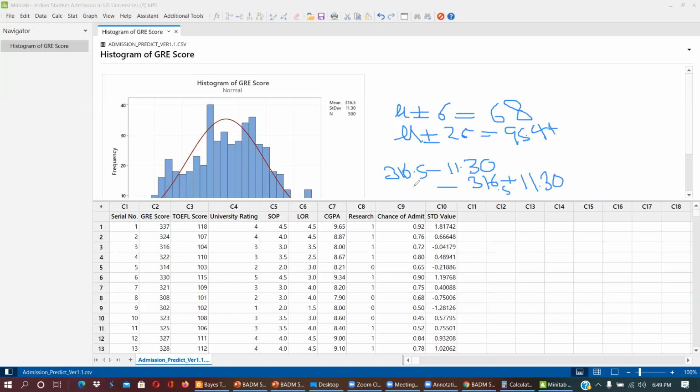So what is the range we get? 316.5 minus 11.30, so basically roughly 305. So this value is 305. This value is 316.5 plus 11, so 328. Within this range, how much, 68% of numbers should be here based on the empirical rule?